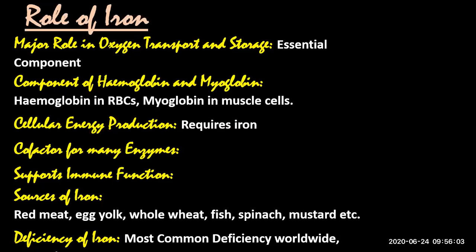Deficiency of iron is the most common deficiency worldwide, and you know that if you are deficient in iron, that is called anemia. You become anemic, and you become pale. I've discussed the effects many times before. So this is what happens in case of deficiency of iron.